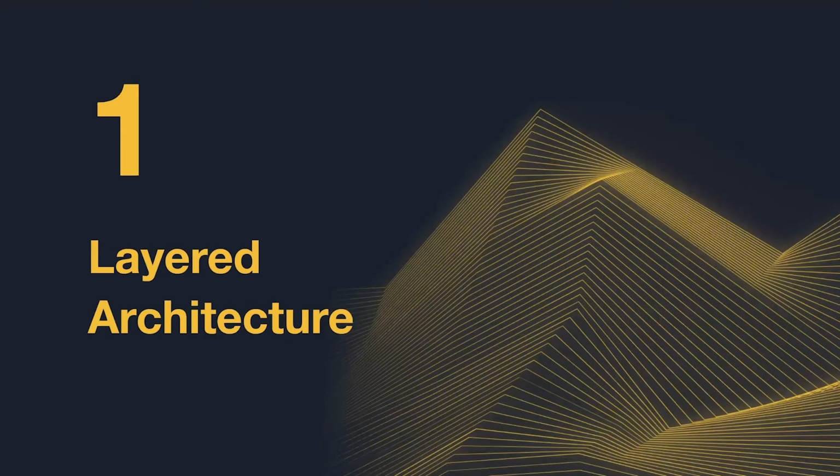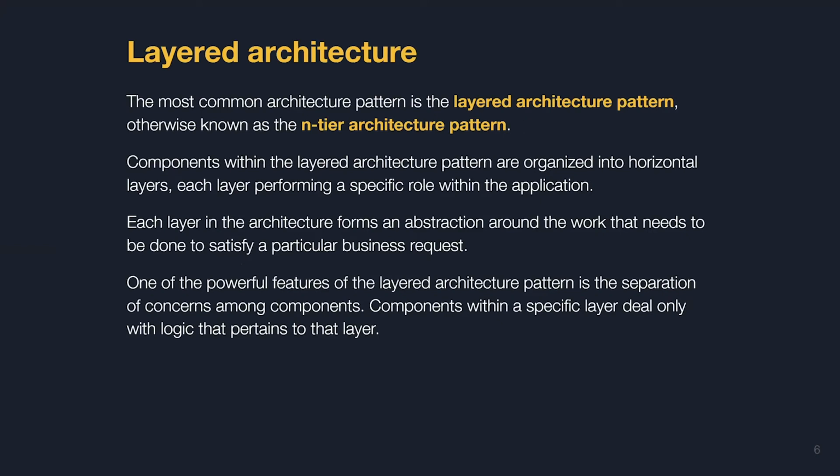We'll start with the layered architecture pattern. As its name suggests, it is composed of layers. It is the most common architecture pattern, and it's also called the N-tier, where N could be, for example, a 2-tier or 3-tier architecture pattern depending on the application. Components within the layered architecture pattern are organized into horizontal layers, each layer performing a specific role within the application.